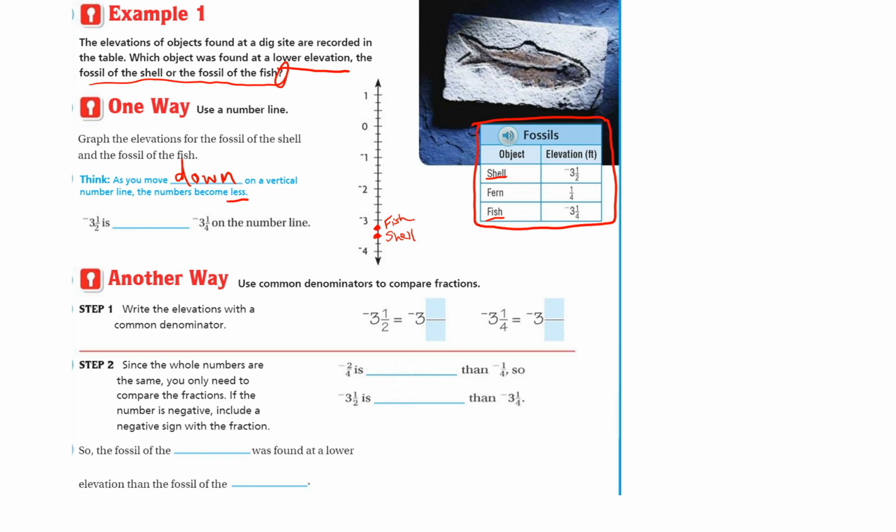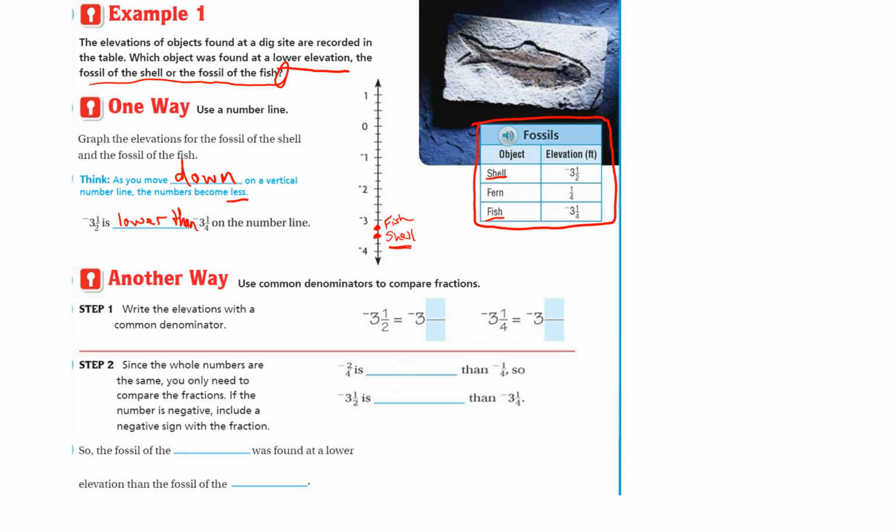Okay, -3.5, the shell, is lower than -3 1/4 on the number line. Use common denominators to compare. Okay, so that would be one way of solving it. This is one way of doing it, using the number line. So which was found at the lower elevation? The shell was found at the lower elevation. So that's one way of using it. Just use the number line. Whichever one's further down, that's the one that's lower. Whichever one's higher up, that's the one that's higher.